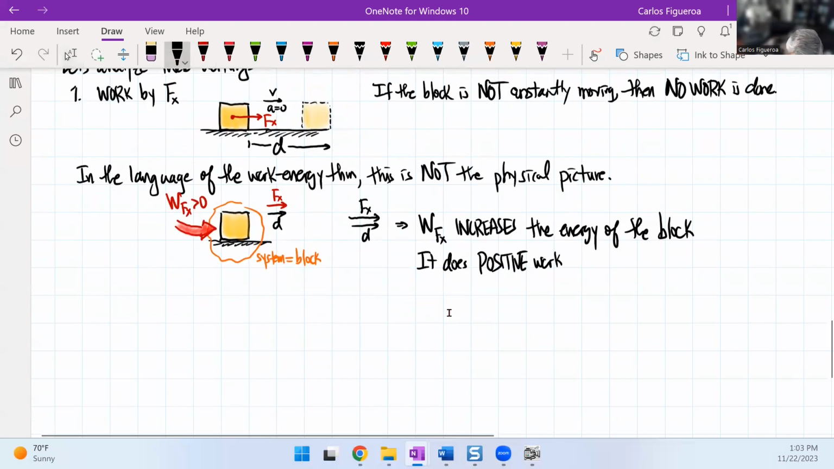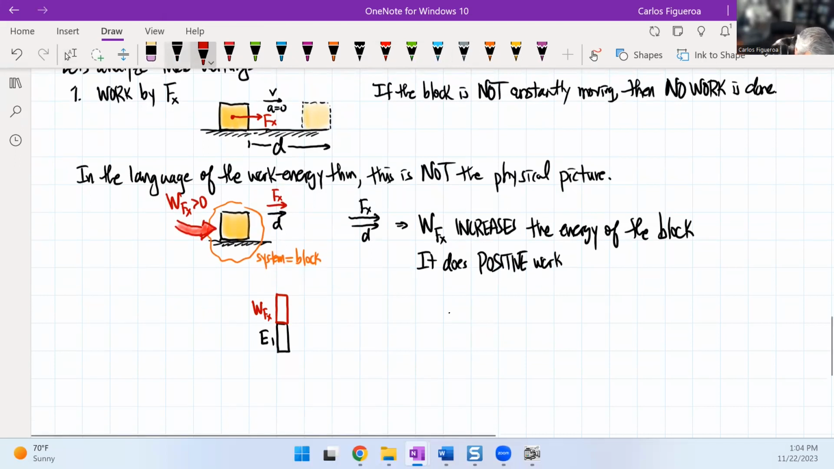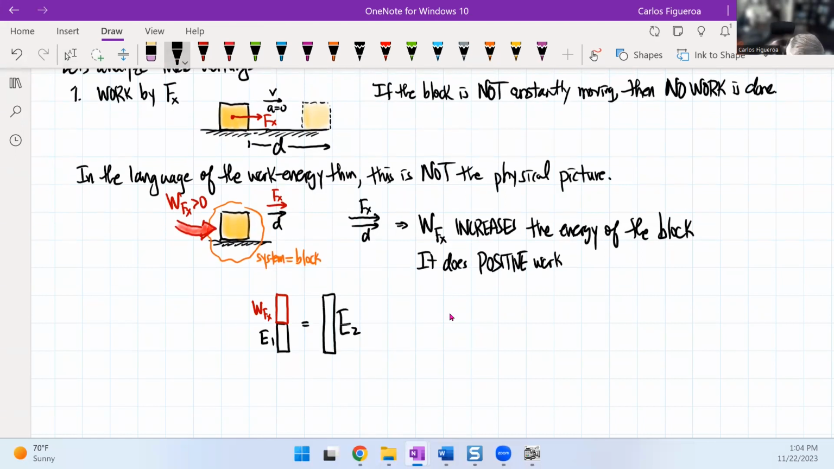So in this case, if I look at a bar diagram, I could say that here's my bar diagram, and this is going to be my energy state 1. And now I have work that is being done by f of x. And what we know here is that afterwards, the energy of the system has now grown. It goes from energy 1 to energy 2, where the only thing that's meaningful is this part of the graph right there. Why? Because that's the change in energy for the system.